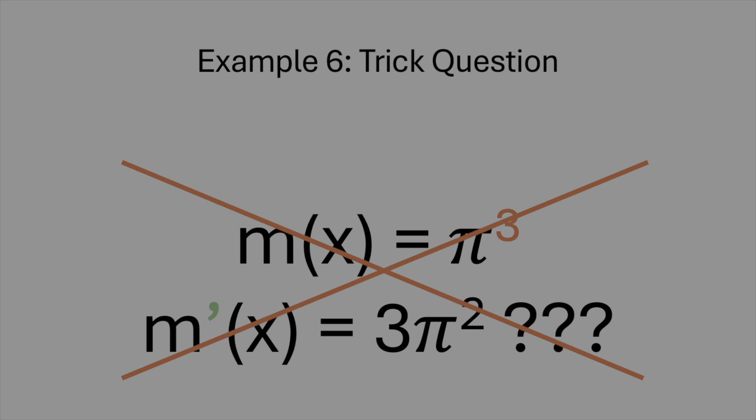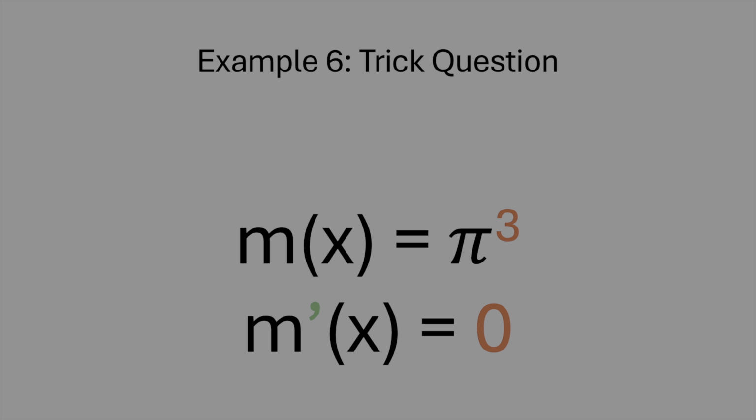Wrong. Pi is just a number. We have to treat it like just a number, and we have to take the derivative as if it was just a number. So pi cubed is essentially something close to 3.14 cubed, which at the end of the day is just a number. And what's the derivative of any number? 0. So you might have guessed it at this point, m prime of x is equal to 0. So do not be fooled by that.